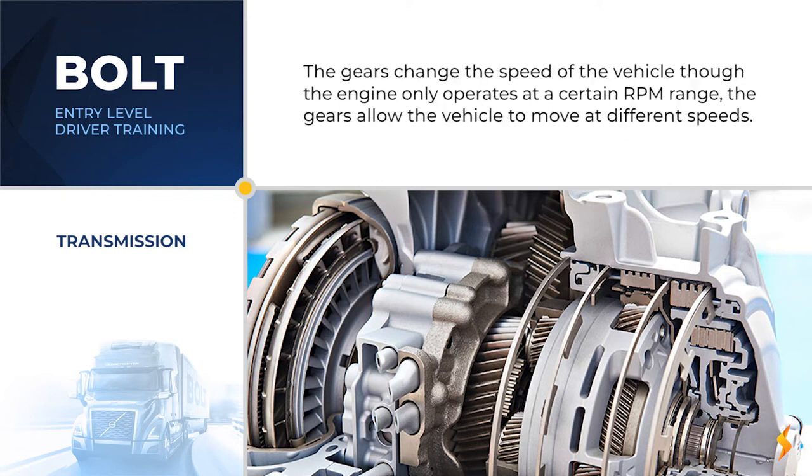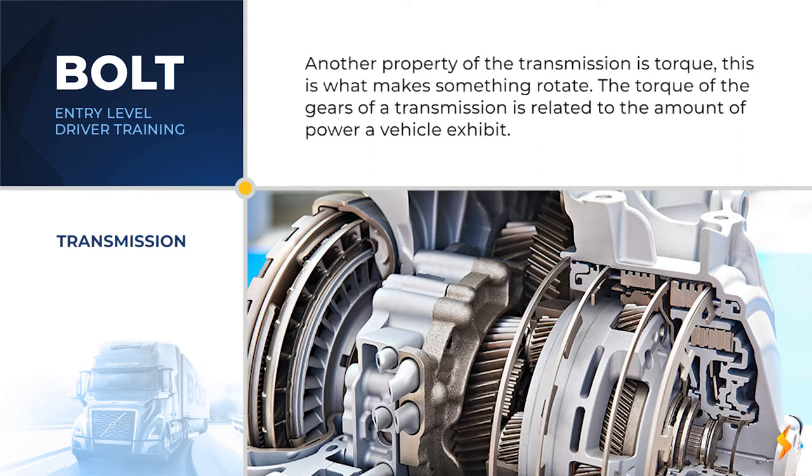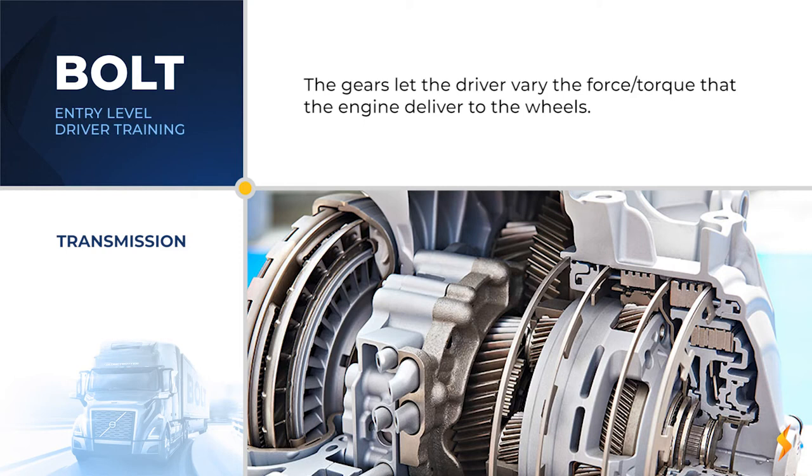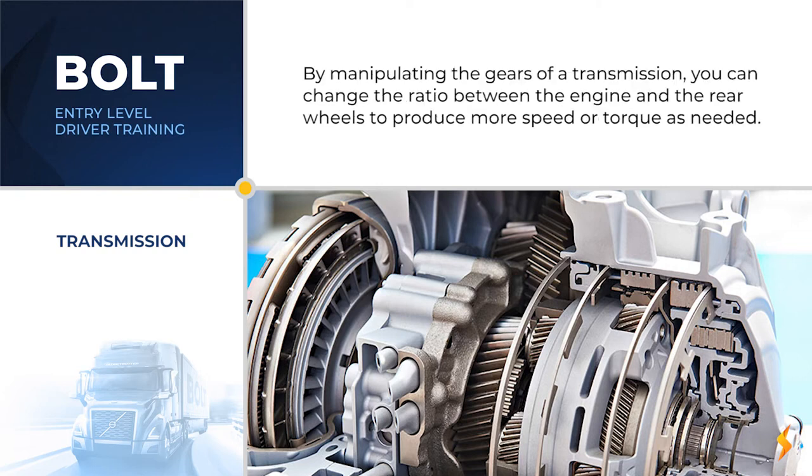The transmission's gears control the speed of the vehicle. Though the engine only operates at a certain RPM range, the gears allow the vehicle to move at different speeds. Another property of the transmission is torque. This is what makes something rotate. The torque of the gears in a transmission is related to the amount of power a vehicle exhibits. The gears let the driver vary the force, torque, that the engine delivers to the wheels. By manipulating the gears in the transmission, you can change the ratio between the engine and the rear wheels to produce more speed or torque as needed.